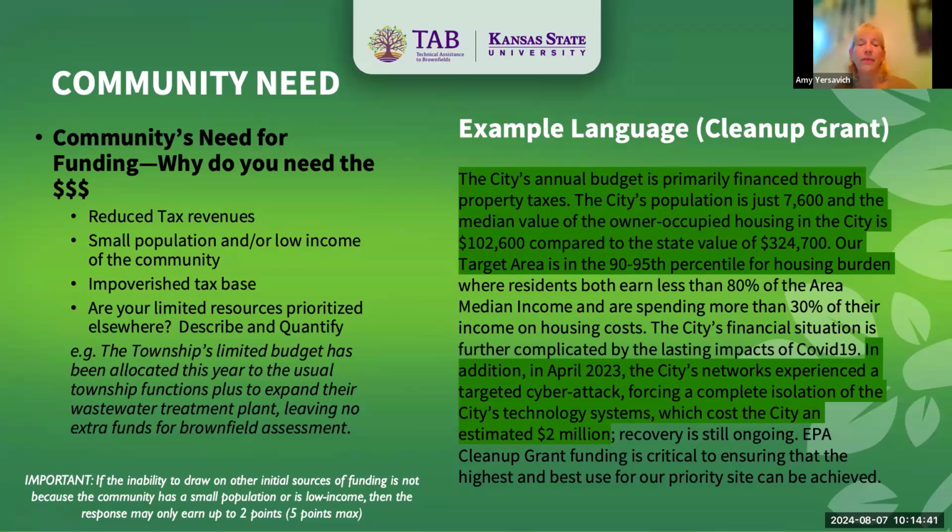And this was a really good one, I thought. They had an emergency. April 2023, the city's networks experienced a targeted cyber attack, forcing a complete isolation of the city's technology system, which cost the city an estimated $2 million. So this is a huge hit to their budget. And because of that, they're not going to be in any kind of financial situation to, say, pay for a cleanup of a site or assessment of a number of sites. Next slide.